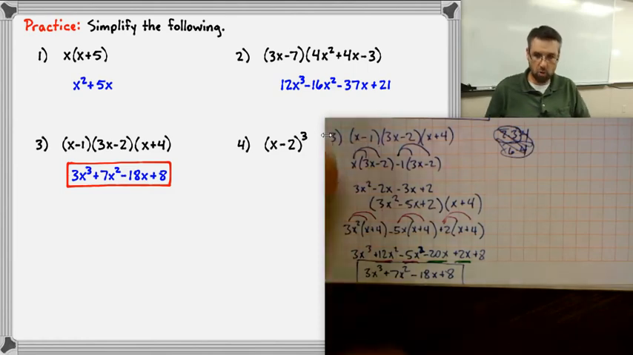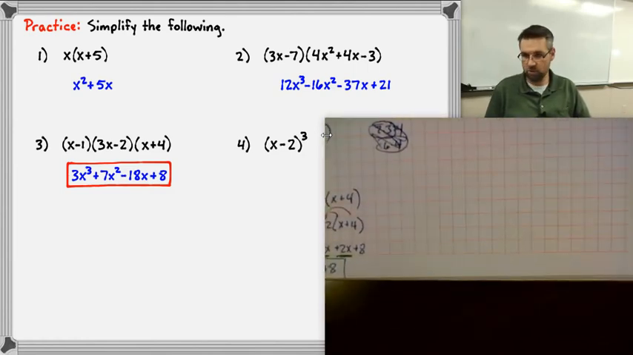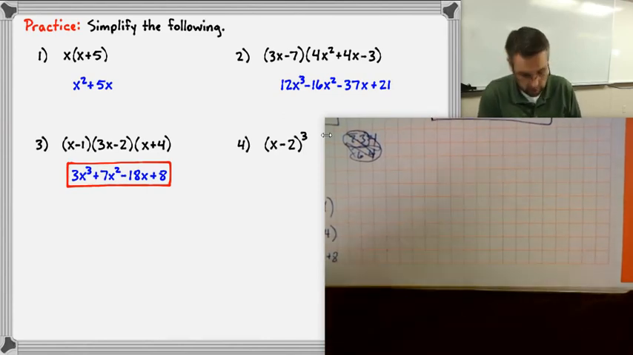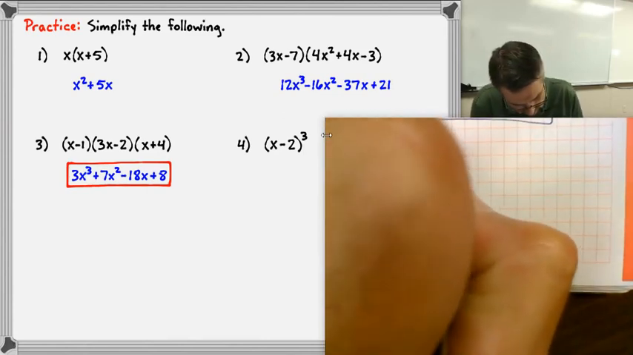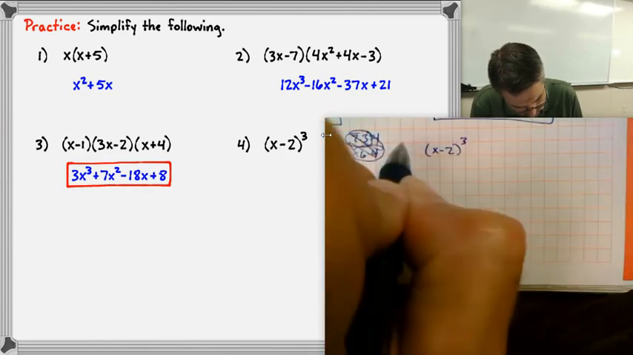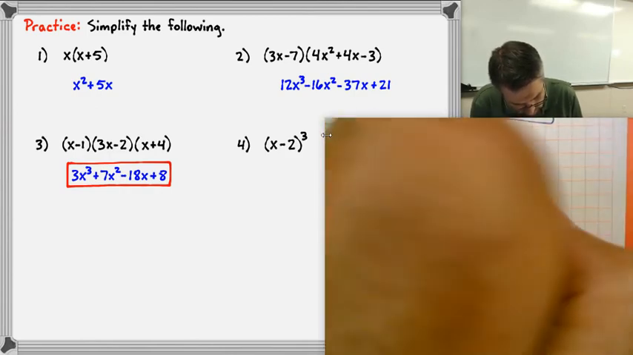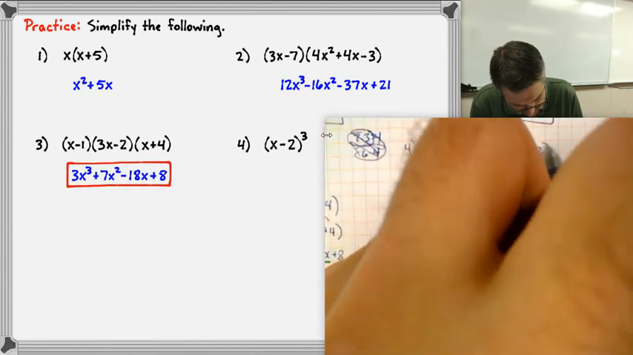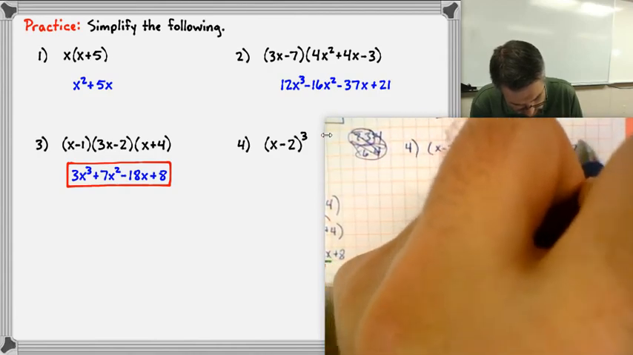All right, one more problem to go for today. And this is exactly the type of problem I was talking about earlier. We have x minus 2 cubed. Okay, what does that mean? Well, that means x minus 2 times x minus 2 times x minus 2.